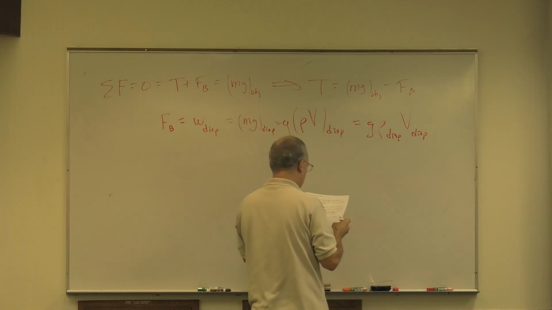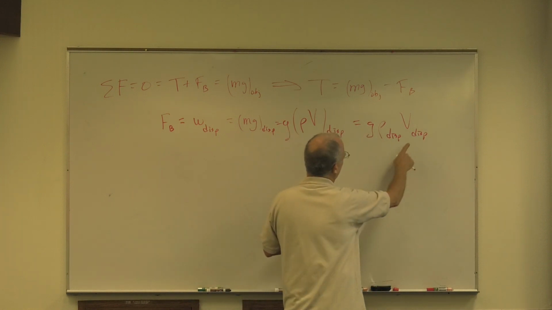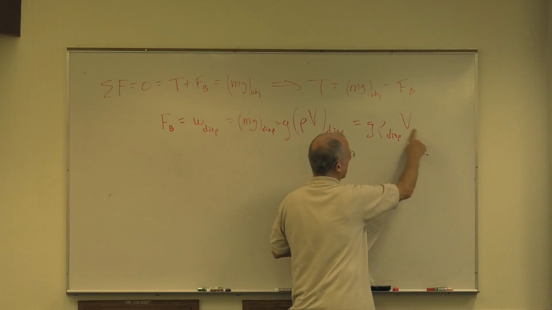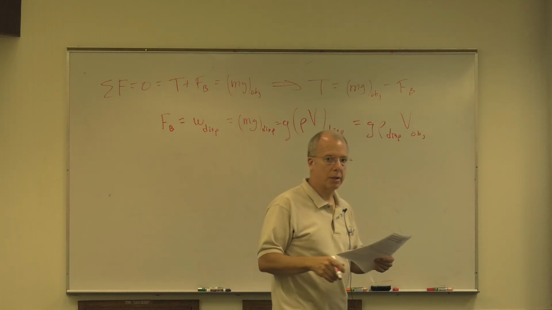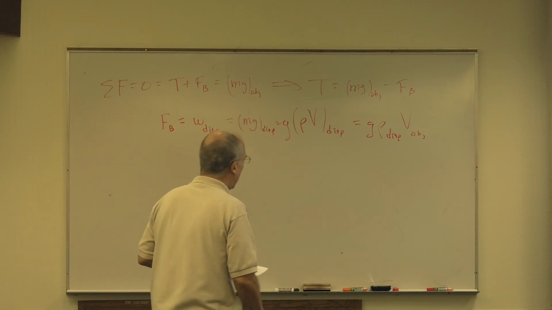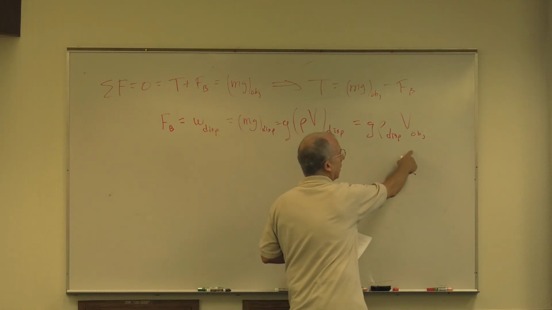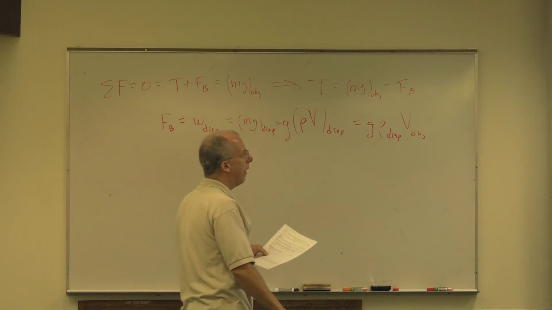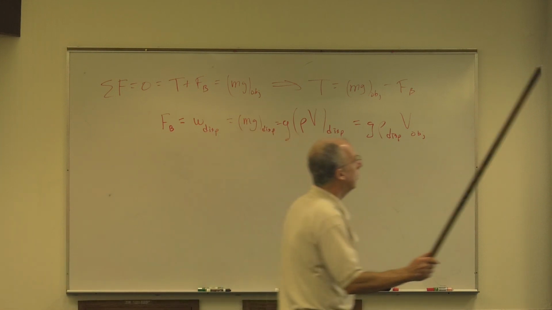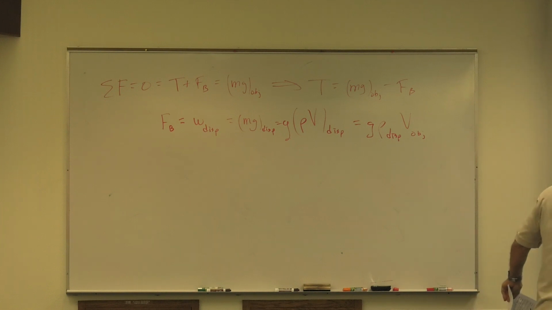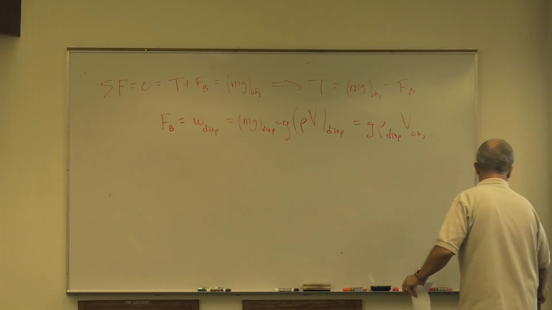All right. Now, wait a second. What's the volume of the displaced fluid? It's the same thing as the volume of the object, right? Because the object is completely submerged. Okay, now, do we know the volume of the object? No, we don't. Can we find out? Can we figure it out? Yes, we can, because we know the mass and we know the density of the gold statue.